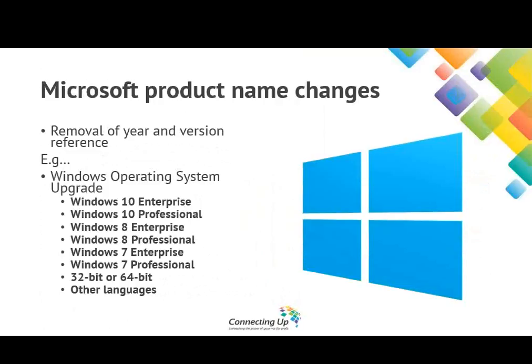So now, if you wanted to get Windows 10, you would order Windows Operating System Upgrade, and you would get access to all of the products there on the slide. So if you really wanted Windows 7, you could download Windows 7 and install it. You have the ability to download the 32-bit version or the 64-bit version. If you're a multicultural organization, you want a language other than English, you have access to do that as well. So you have a whole range of different options here.